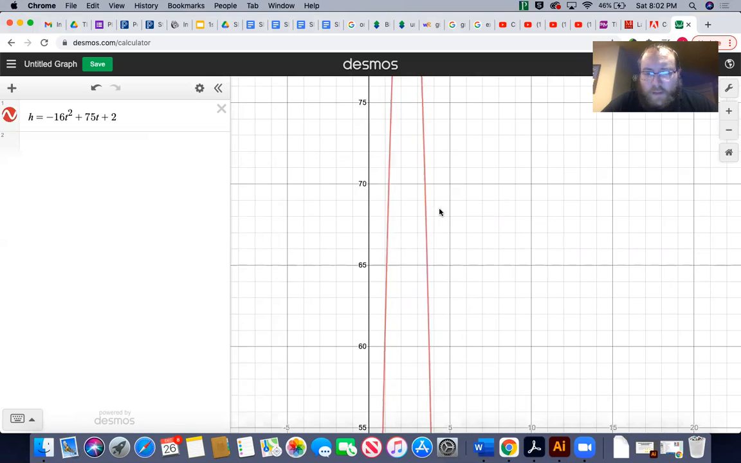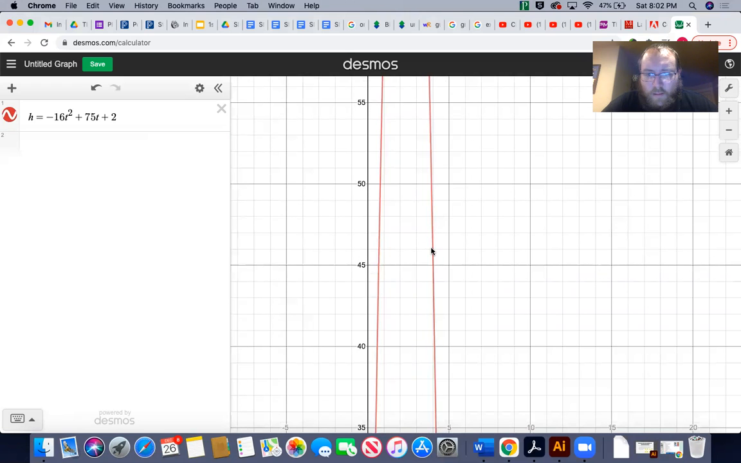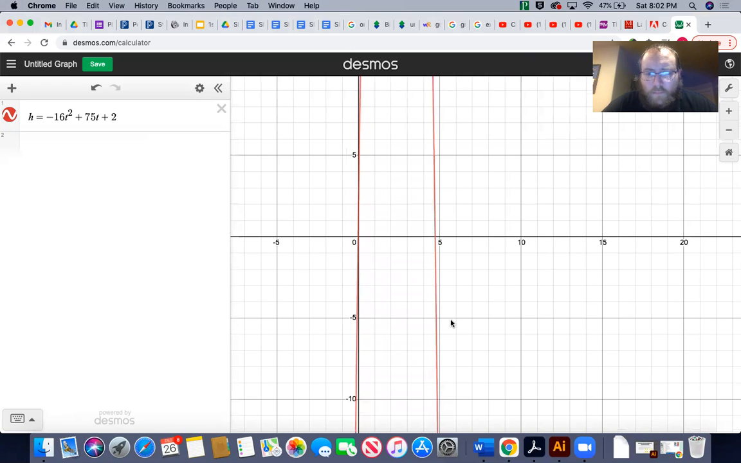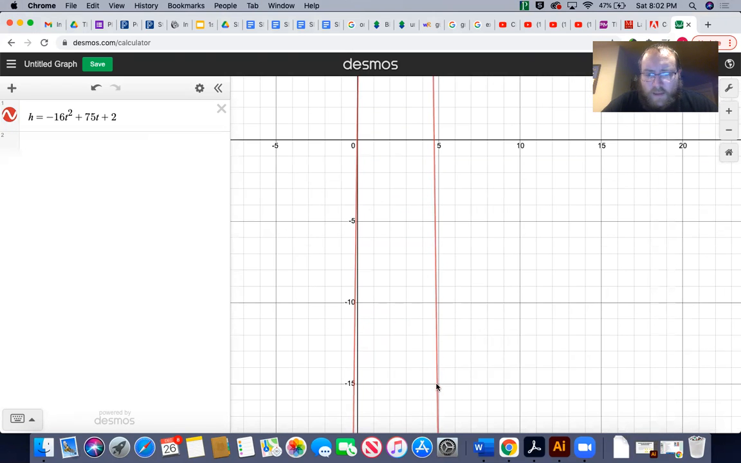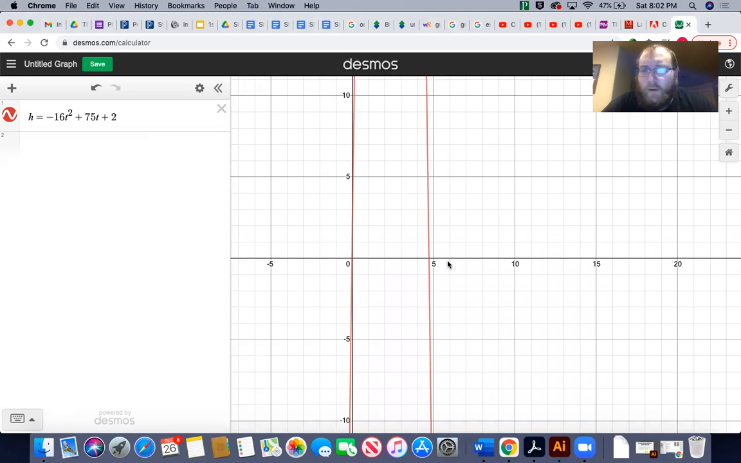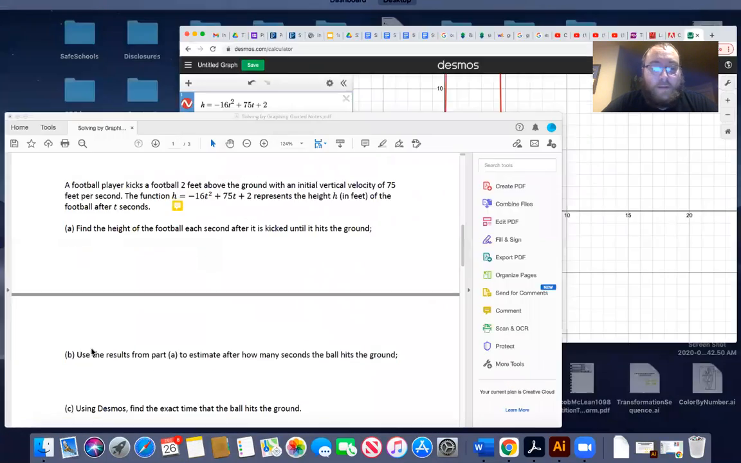Let's find 4 seconds. At 4 seconds, it's 46 feet above the ground. And let's see, 5 seconds. Ooh, at 5 seconds, look, we're at negative feet, so we went below the ground. But when you kick a football and it lands, it doesn't go under the ground, right? So there is no height for 5 seconds. It hit the ground already. So we're done with part A. Now let's look at part B.